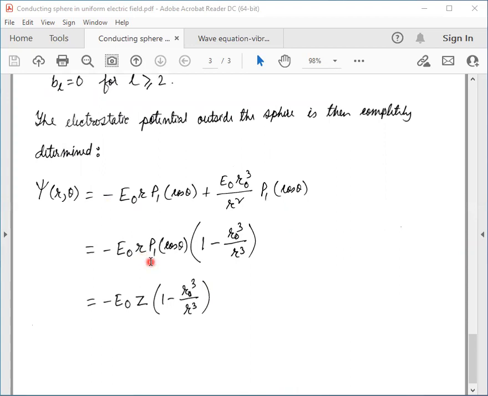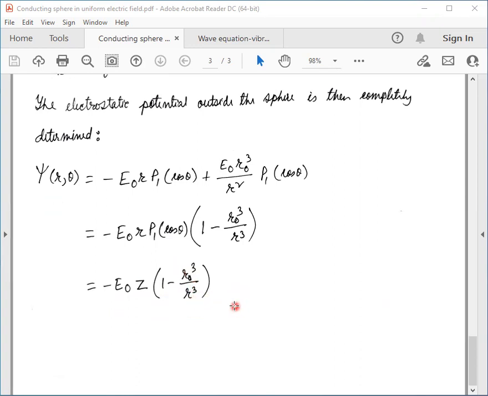P1 cos theta is simply equal to cos theta. So we know that r cos theta is equal to z. Therefore, we have psi equal to minus E0 z times (1 minus R0 cube by r cube). This is the final solution for the sphere placed in a uniform electric field. So let me pause the recording here.